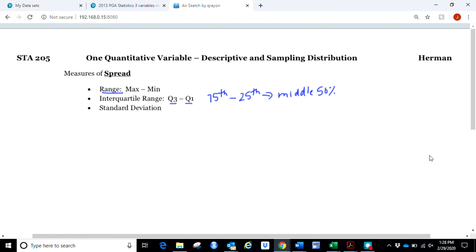A last measure of spread that you may have heard of before, possibly even had to have calculated before, is called the standard deviation. The standard deviation is thought of as the typical distance an observation is from the mean. And so we're looking at this distance from the mean. We are not going to be calculating this value by hand. We will be using StatCrunch, but I do want us to feel comfortable with the idea of what it's doing.